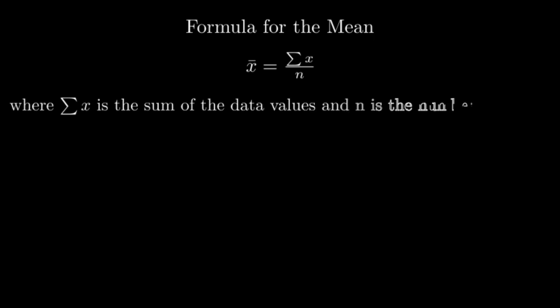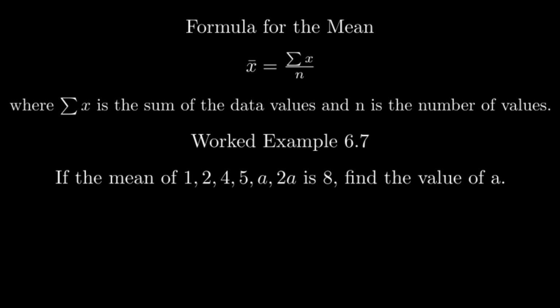Let's dive a bit deeper into calculating the mean, especially when we have unknowns in our data. Remember, the formula for the mean x bar is the sum of the values, which we denote with the Greek letter sigma, x, divided by the number of values, n. We can use this formula algebraically. Let's try an example. Suppose we are told that the mean of the 6 values 1, 2, 4, 5, a, and 2a is 8. Our goal is to find the value of a.